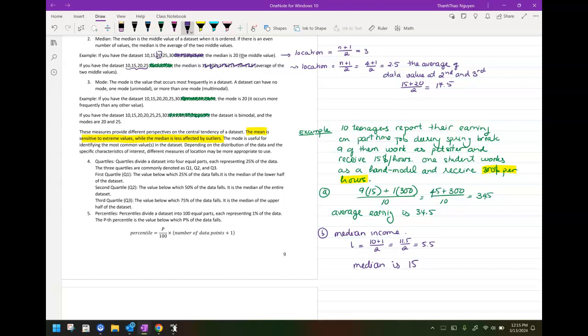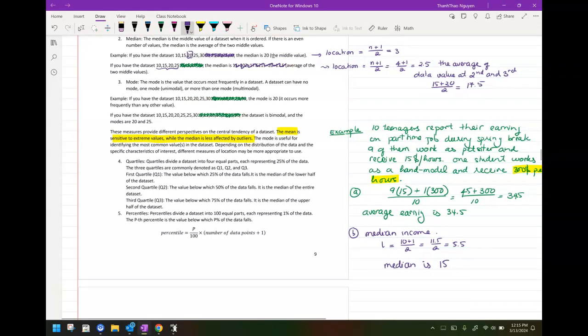Okay. Well, let's go back to what we were talking about. Now, there are different measurements. Say we have quartiles. Quartiles divide the data set into 4 equal parts, each representing 25% of the data. The three quartiles are commonly known as quartile 1, quartile 2, and quartile 3.